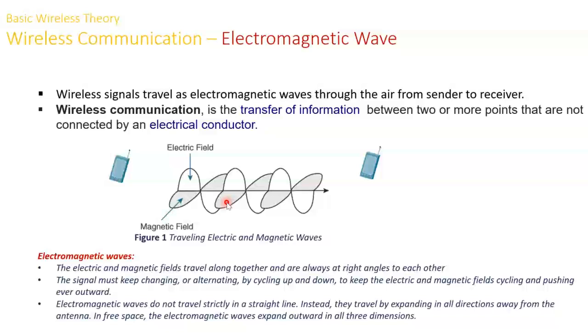So in free space, the electromagnetic waves expand outward in all three dimensions. Also, in free space, the speed of the electromagnetic signal is the speed of light, which is 3 times 10 power 8 meters per second. This is the speed of an electromagnetic wave in vacuum.